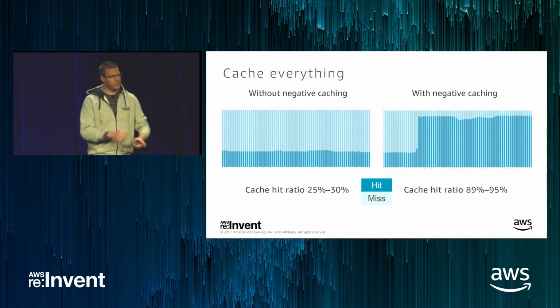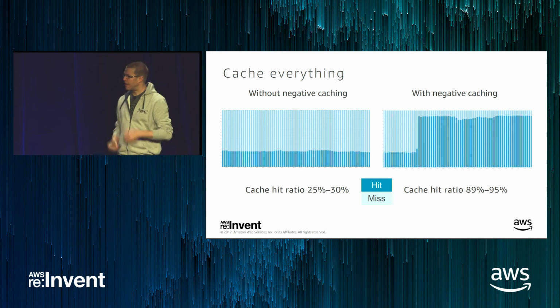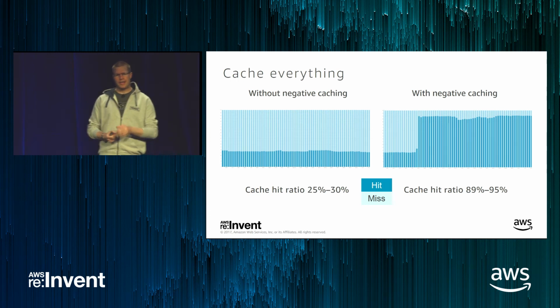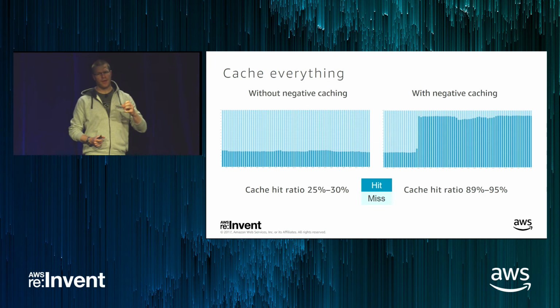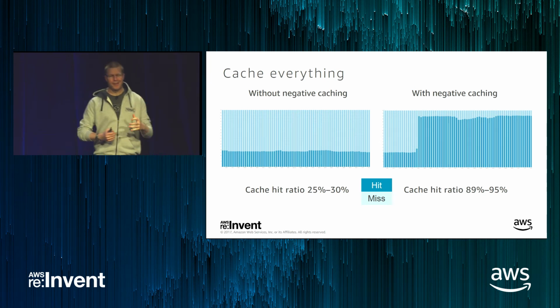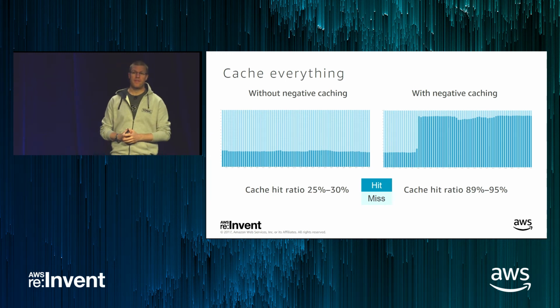Talking so much about caching, we say cache everything, do all the things. But cache everything sometimes means that you might forget something. And we did exactly that. We forgot about something. We forgot about negative caching.